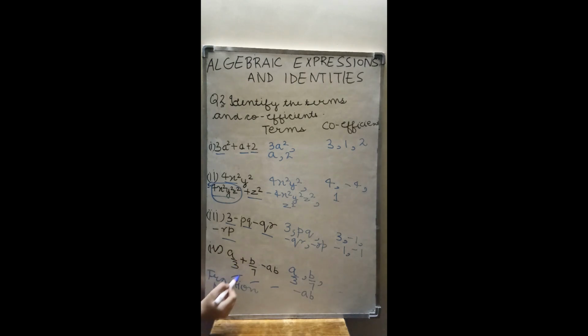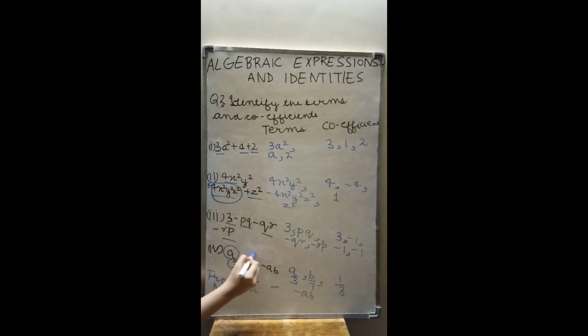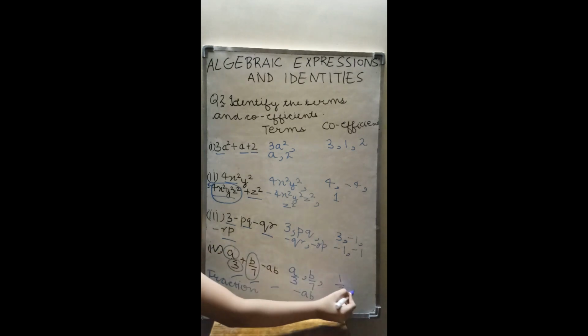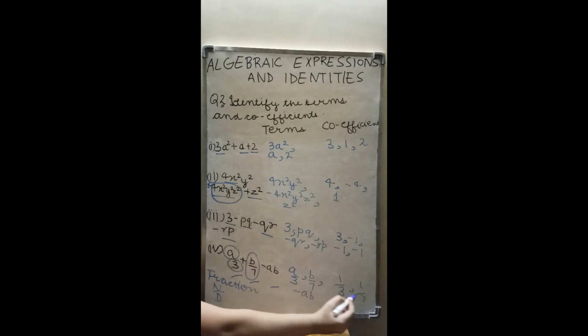The denominator is 3 with us, but the variable is in the numerator. We don't want the numerator as a variable. So we will put 1 upon 3. Here we will also do the same, comma, 1 upon 7, comma, this will be minus 1.